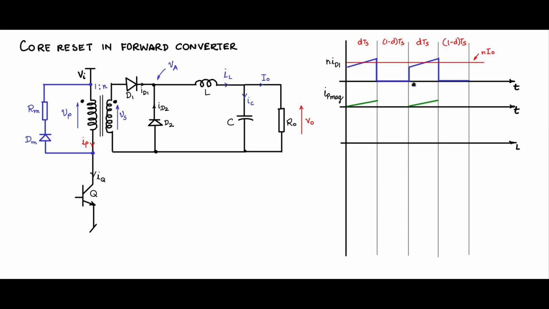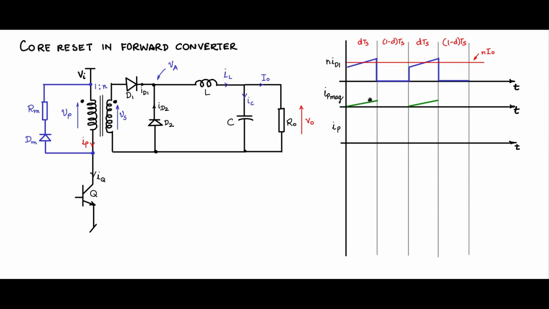In the meantime, before we draw this portion of the magnetizing current, let us draw what will be IP. IP is the primary current. The primary current will have two components. One is the load reflected part, which is N ID1, and the other one is the magnetizing part, which is IP mag. These two will add up together to form IP.